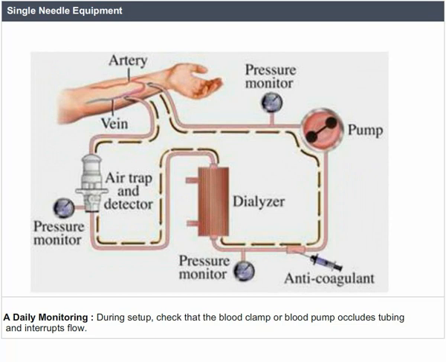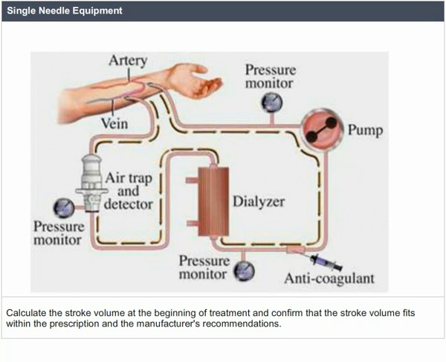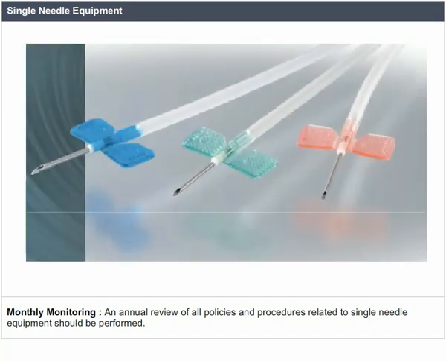During setup, check that the blood clamp or blood pump occludes tubing and interrupts flow. Confirmation that pressure alarms are set according to the manufacturer's specifications. Calculate the stroke volume at the beginning of the treatment and confirm that the stroke volume fits within the prescription and the manufacturer's recommendations. Monthly monitoring.